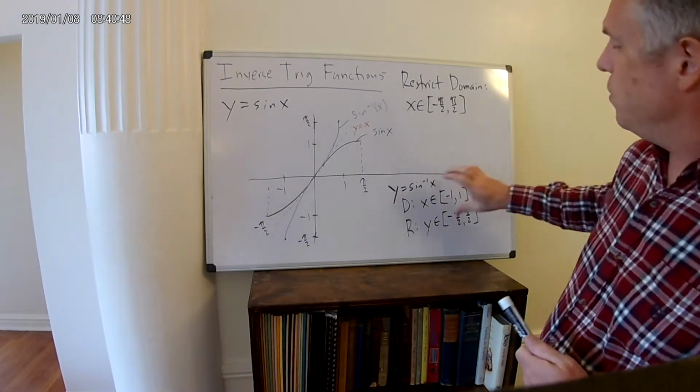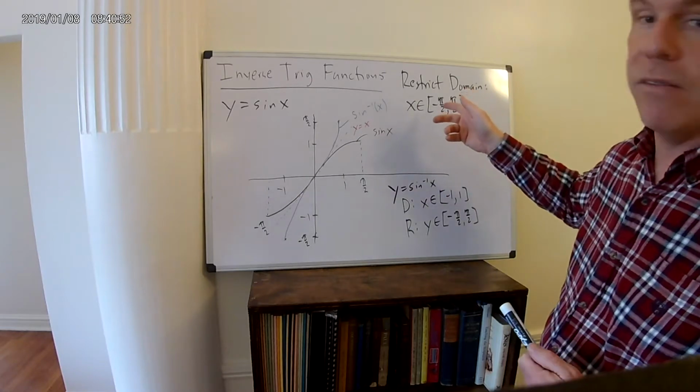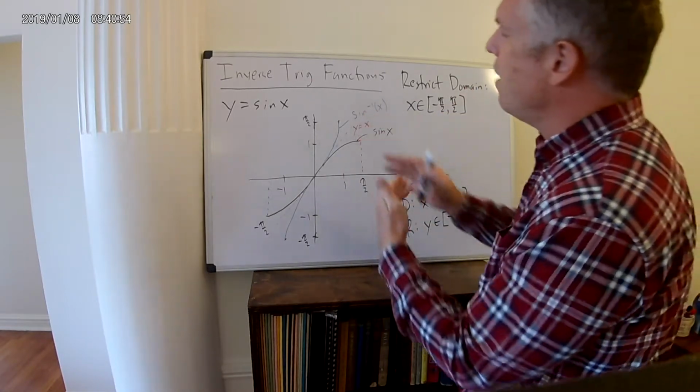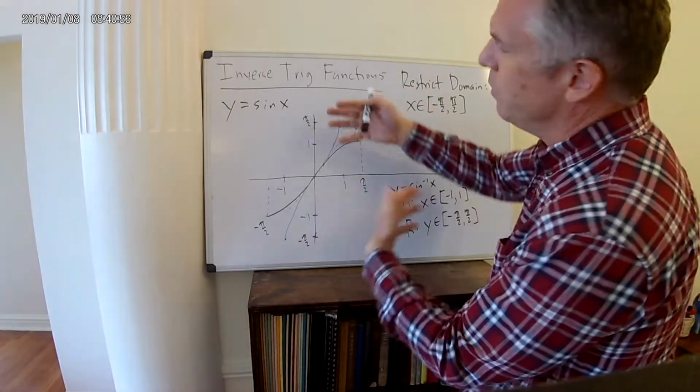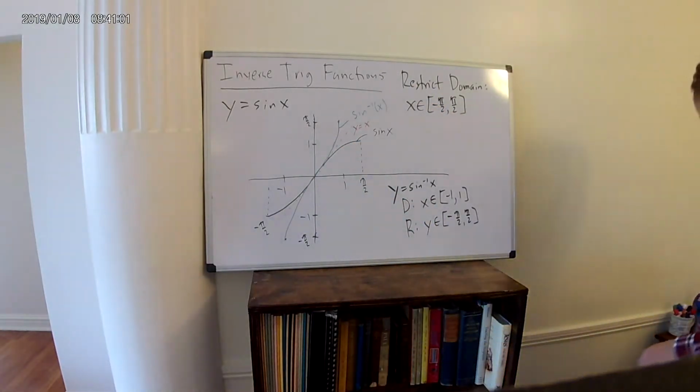So basically, this is the flip, the reverse of the domain and range of sine of x. And basically, when you graph the inverse of a function, you basically flip the x and y axes. So this is what we get for inverse sine of x.